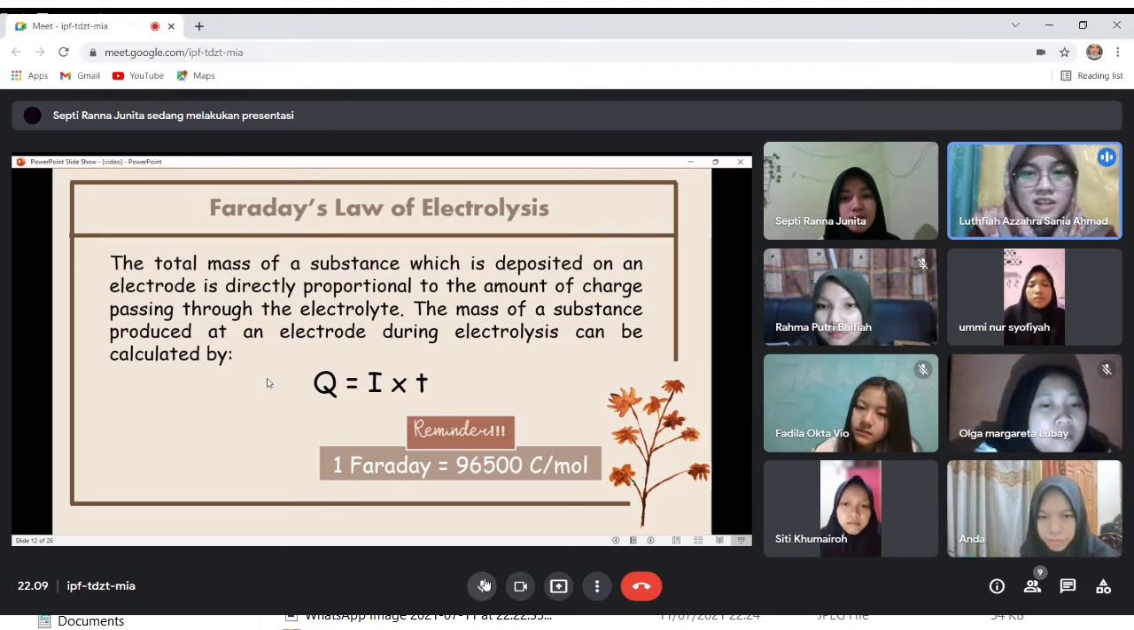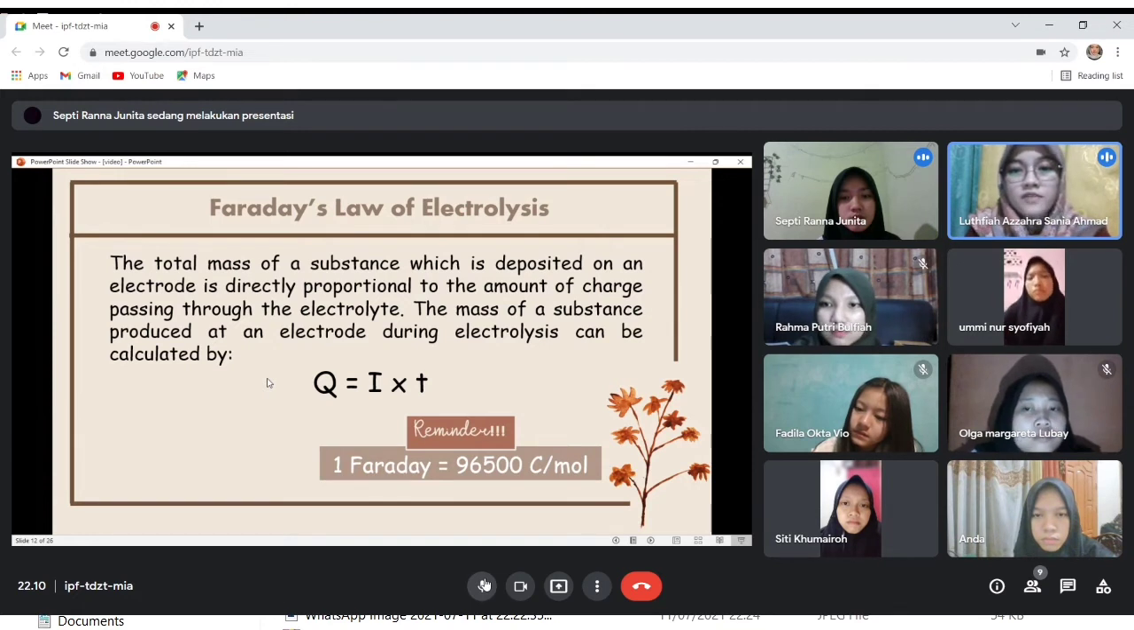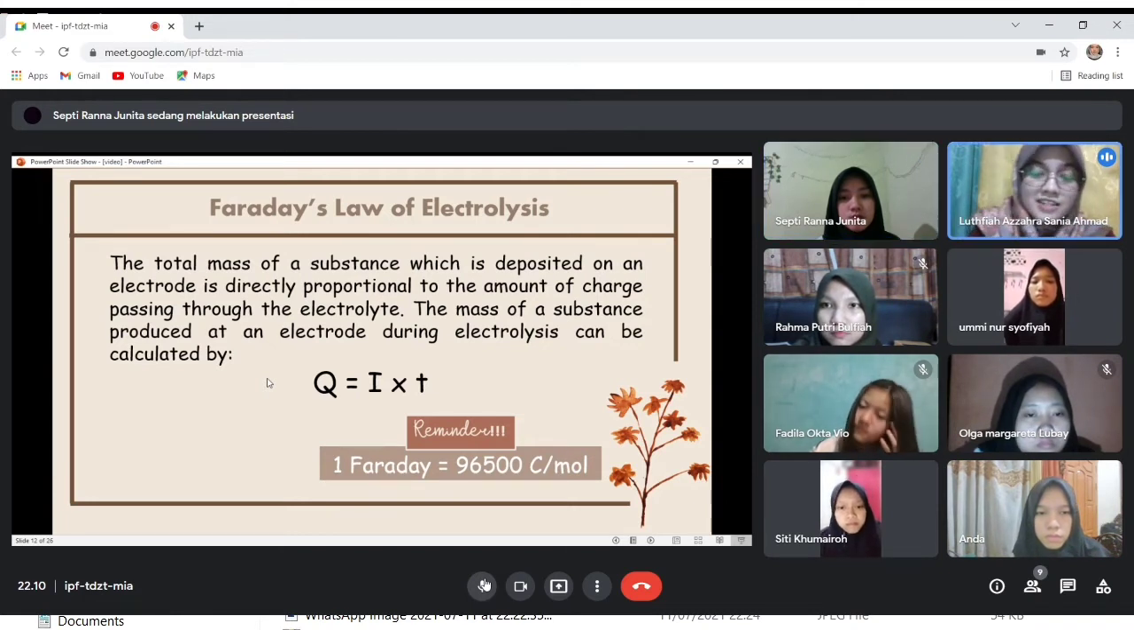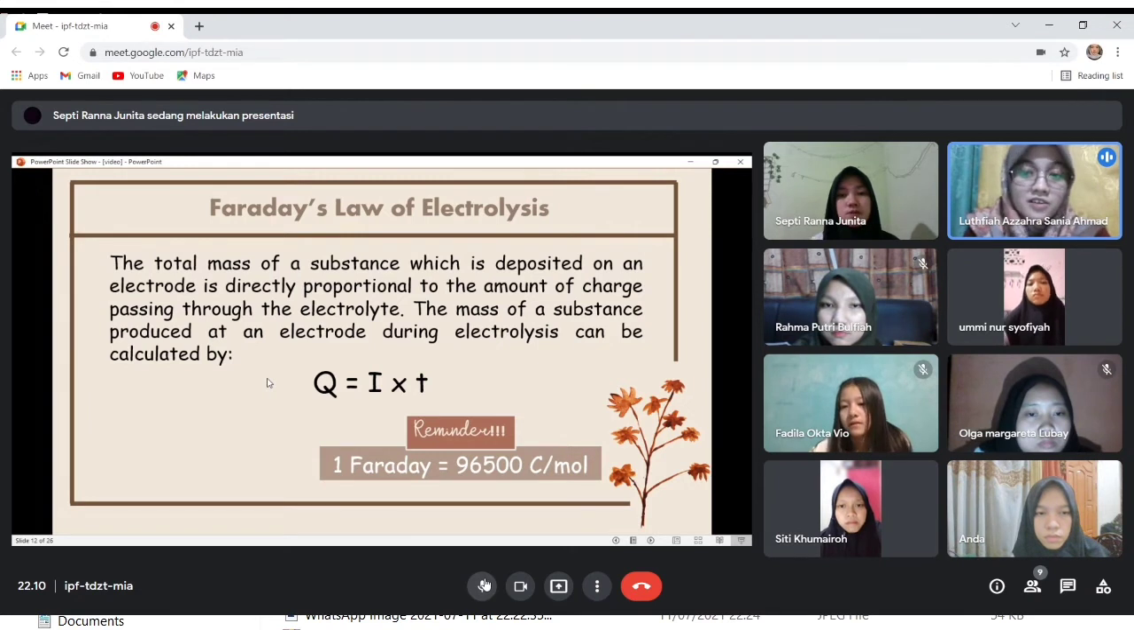The quantity of electricity is often expressed in terms of a unit called the Faraday. 1 Faraday is the quantity of electric charge carried by 1 mole of electron or 1 mole of singly charged ions. Its value is 96,500 coulomb. So, look at the reaction of zinc chloride again.